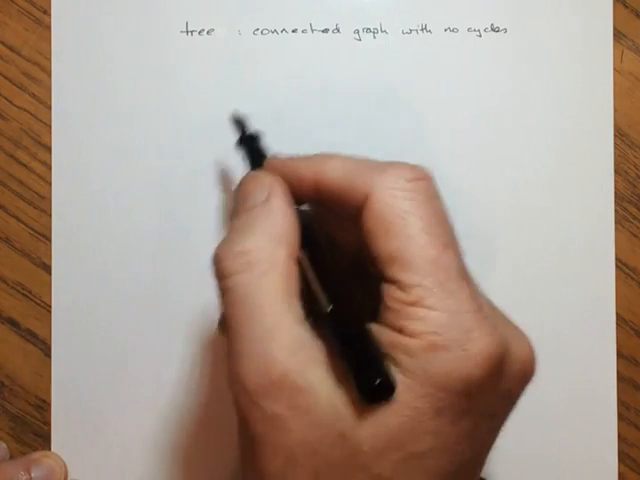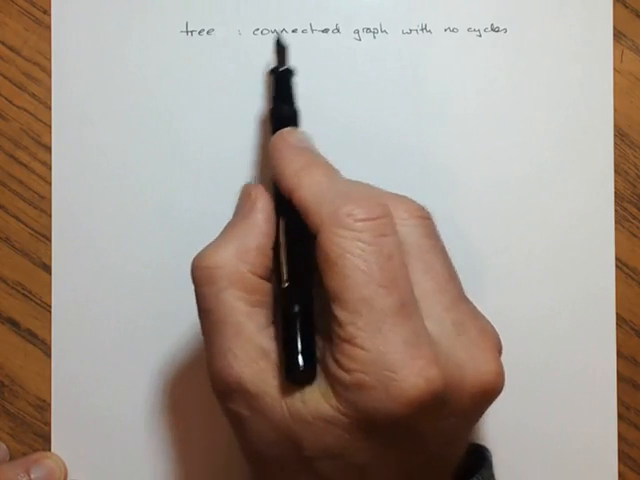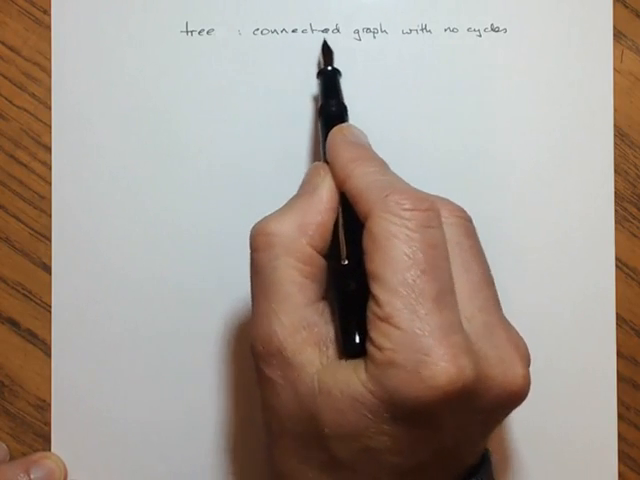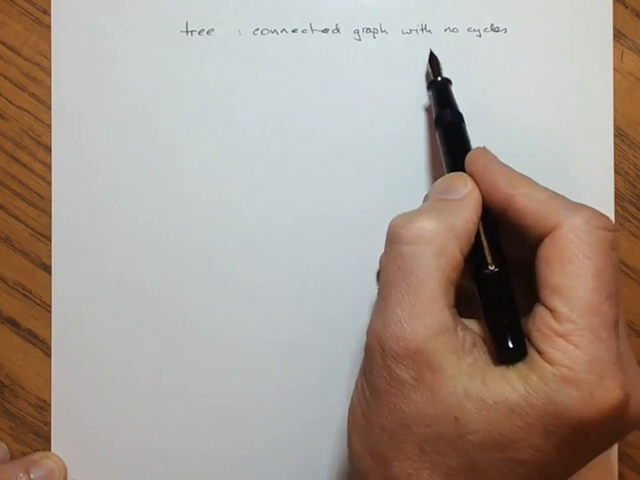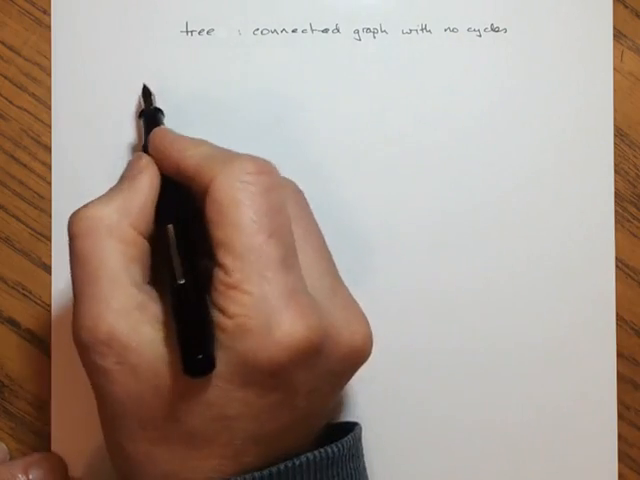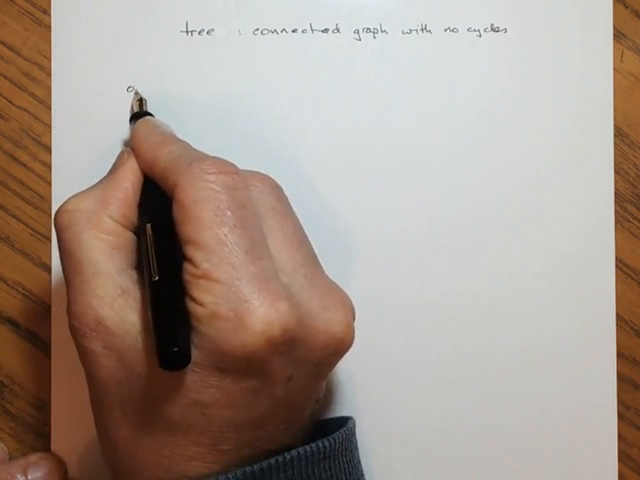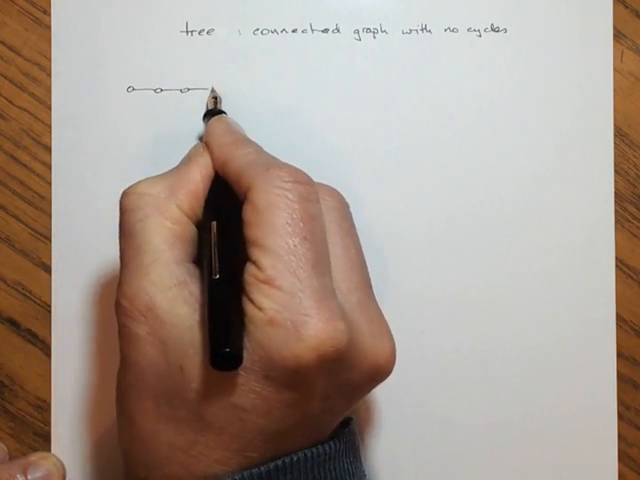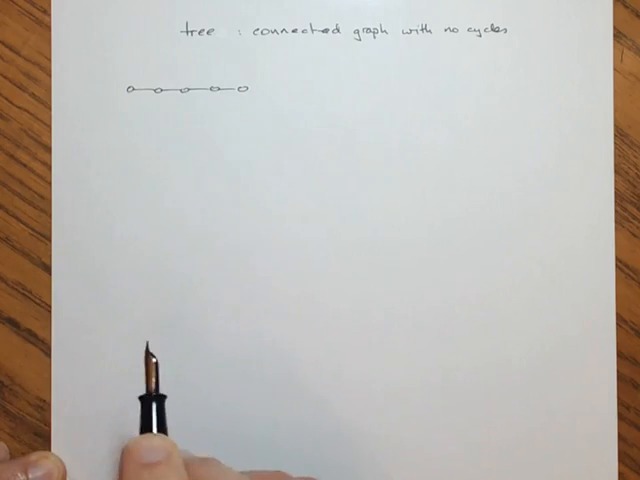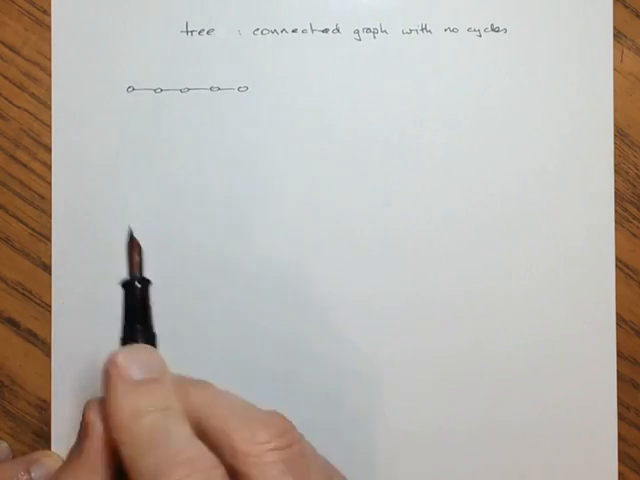Okay, trees are very special sorts of graphs. They're all in one piece, so they're a connected graph, and they have this property that there are no cycles in them. So some examples. I'm not going to label the vertices, I'm just going to draw them. Here's a tree which is basically a path of length 1, 2, 3, 4.